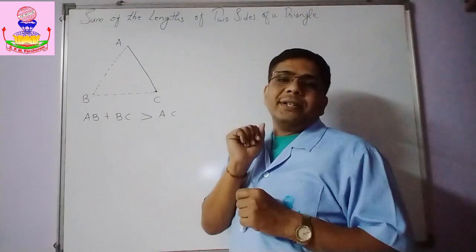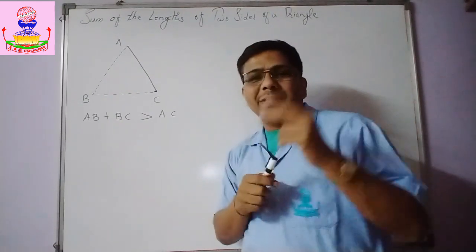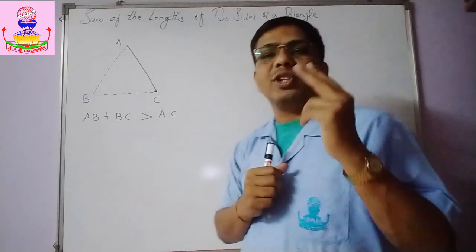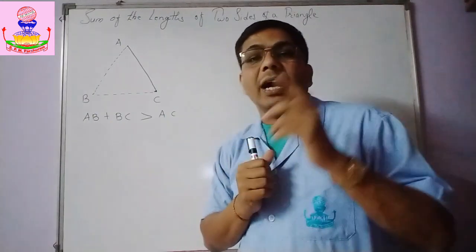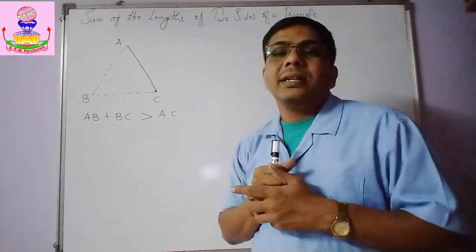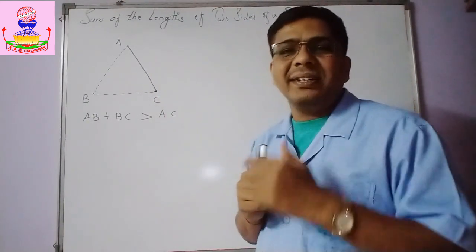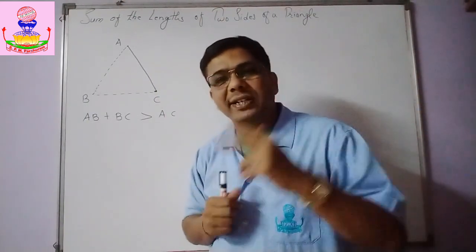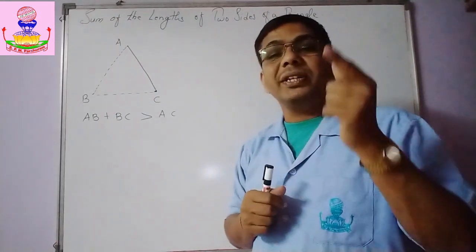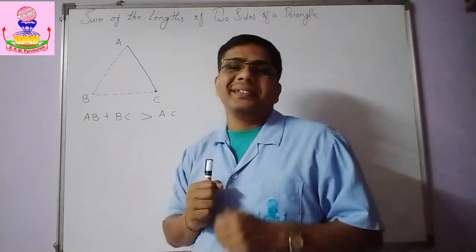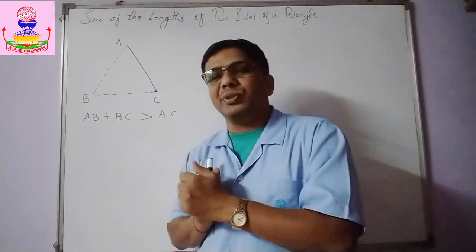Exactly. Right? So, two properties. The sum of the lengths of two sides of any triangle is always greater than its third side. And second, the difference of any two sides is always smaller than the third side. Now, where is it useful?